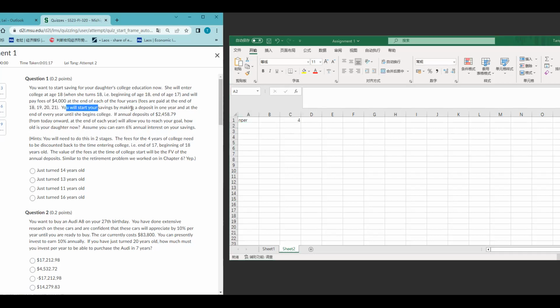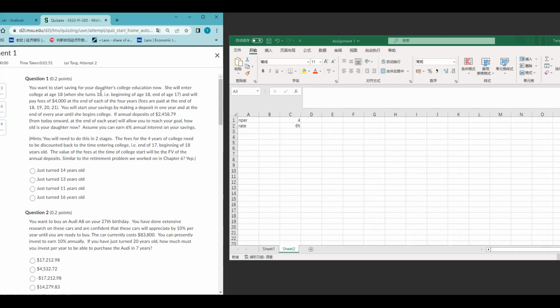You started saving by making a deposit in 1 year, and at the end of every year until beginning college. So right now we know the PMT is this. And also we know the rate is annual. It's annual interest, so we know the rate is 6%.